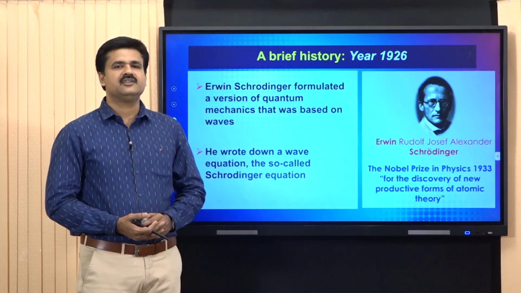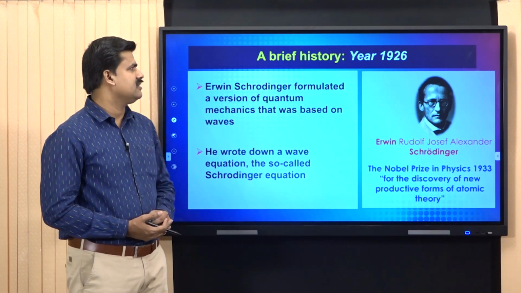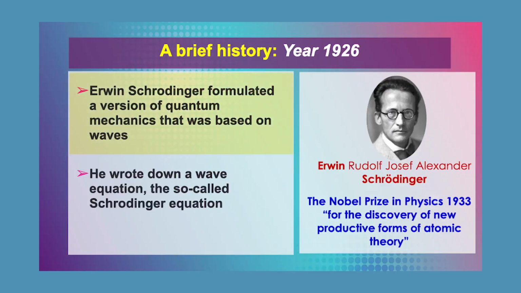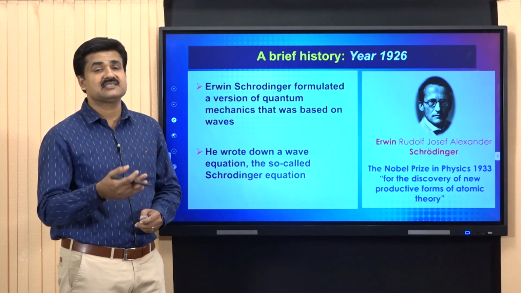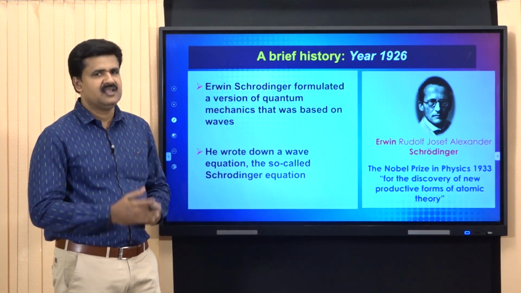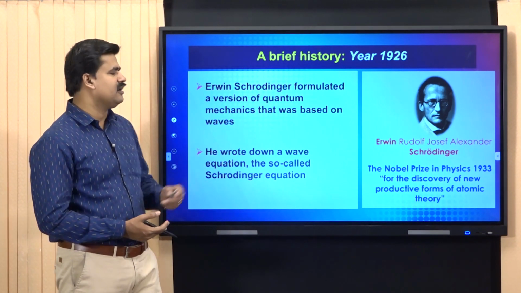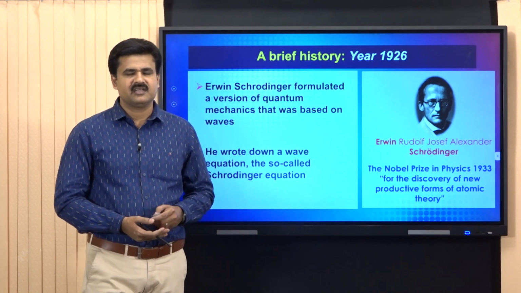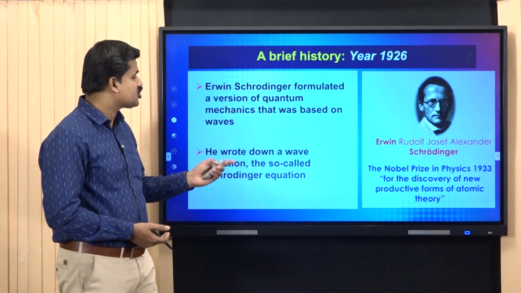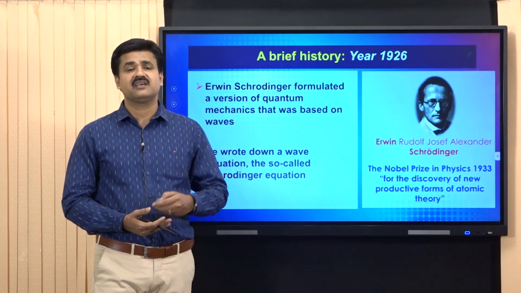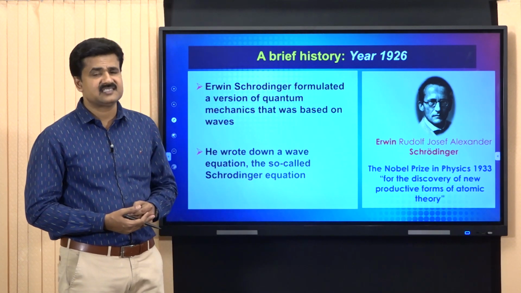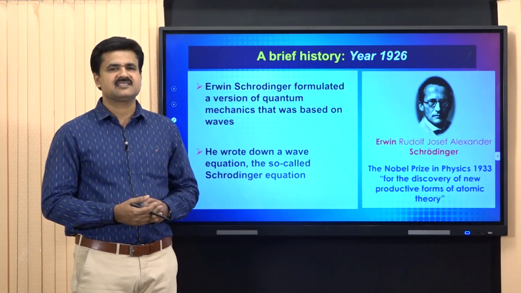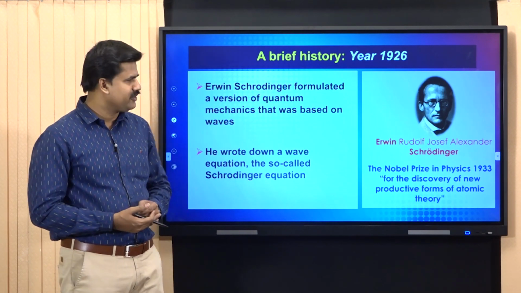In the year 1926, Erwin Schrödinger formulated a version of quantum mechanics that was based on waves, and such mechanics is simply known as wave mechanics. In this period, he wrote down a wave equation, the so-called Schrödinger wave equation or Schrödinger equation. That is simply noted as Hamiltonian psi equals energy psi. We will deal with such equations in coming slides and in later modules.